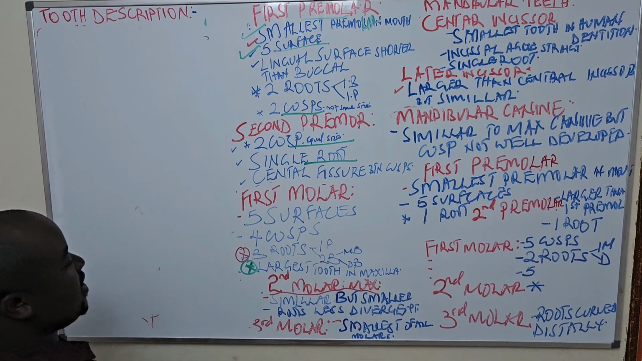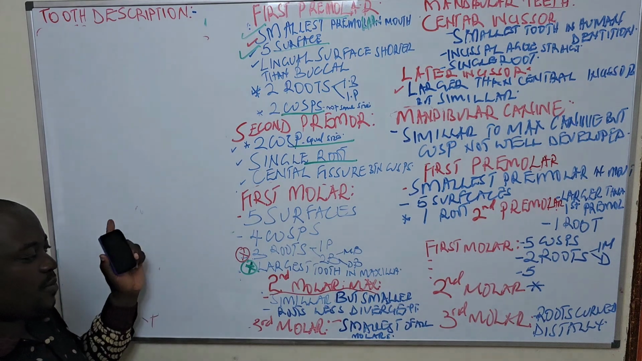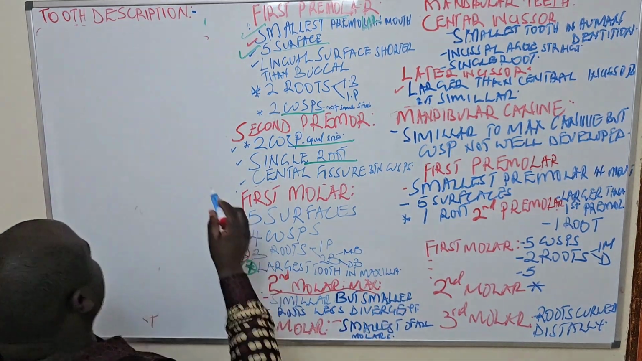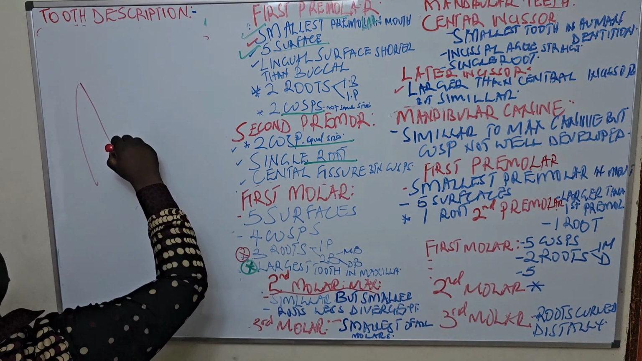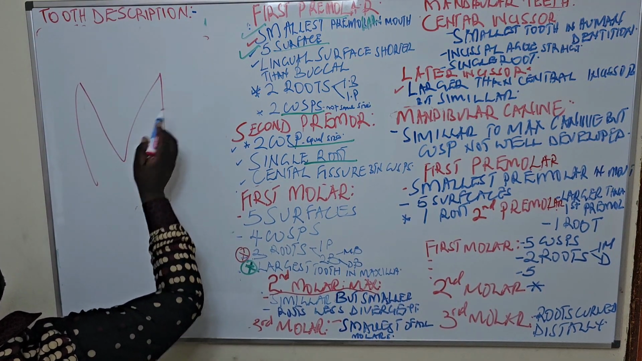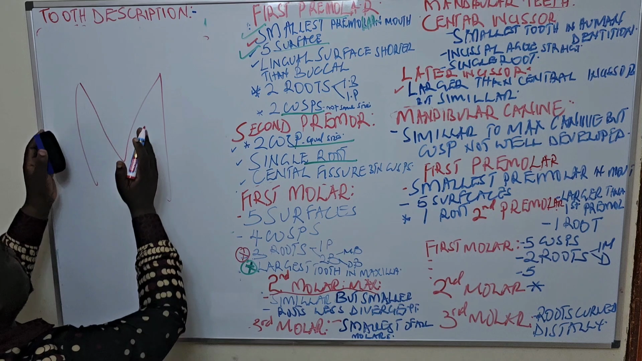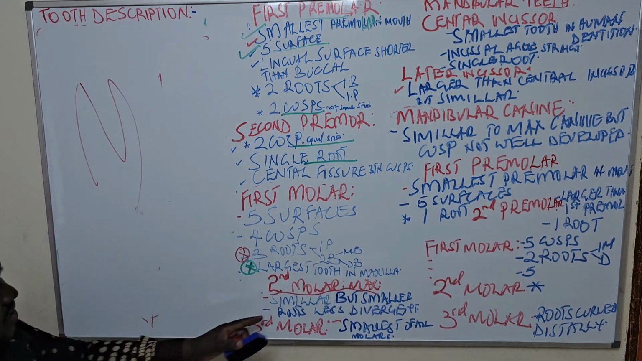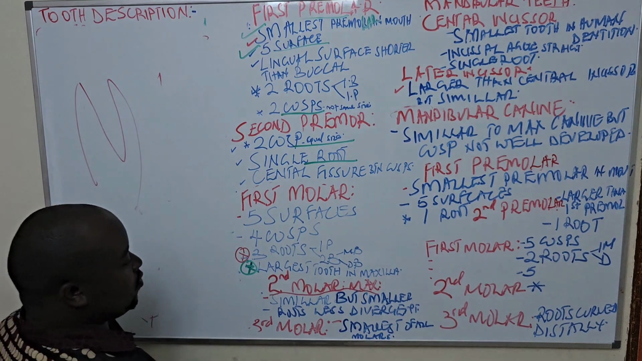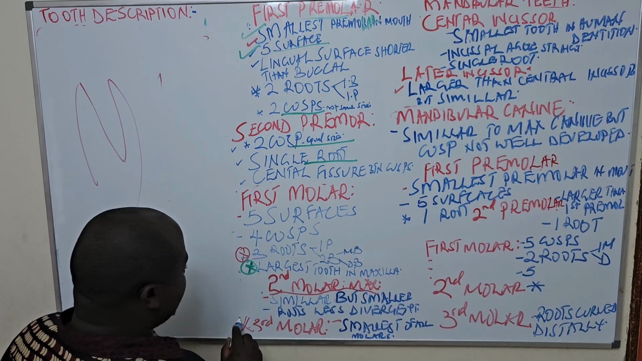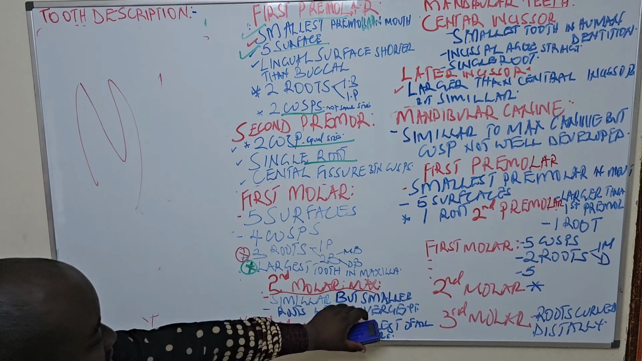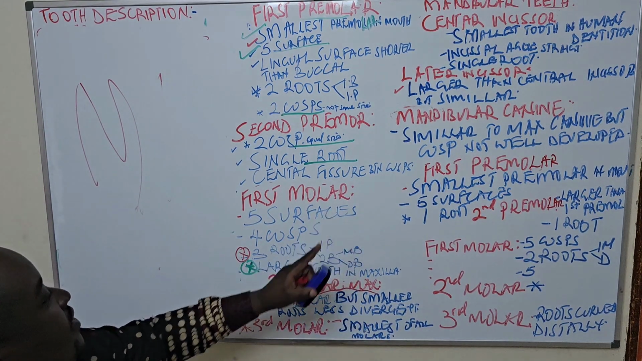The second maxillary molar is similar, but the problem is it is smaller. For the first molar you have divergent roots, whereas for the second the roots are a bit less divergent. Similarly, we shall have the third molar, which is almost the same, but the difference is that it is smaller than the other one.